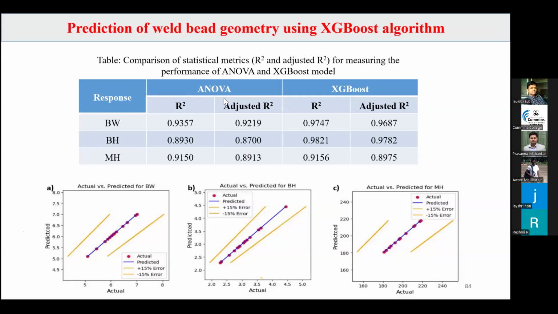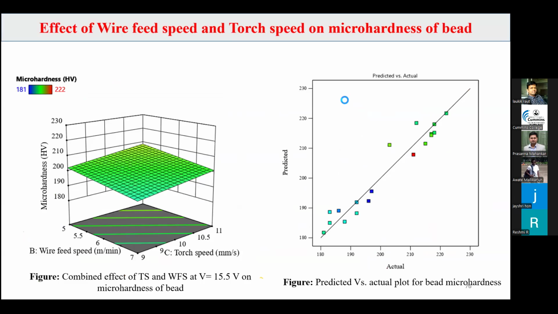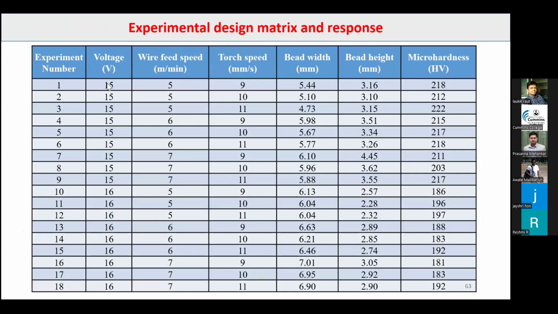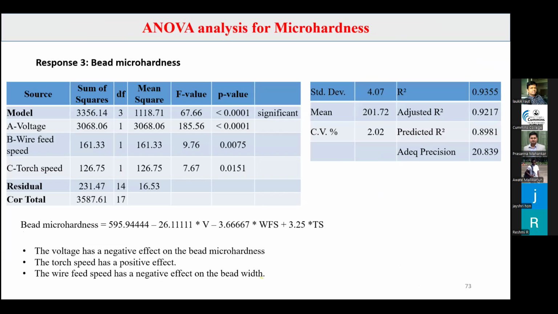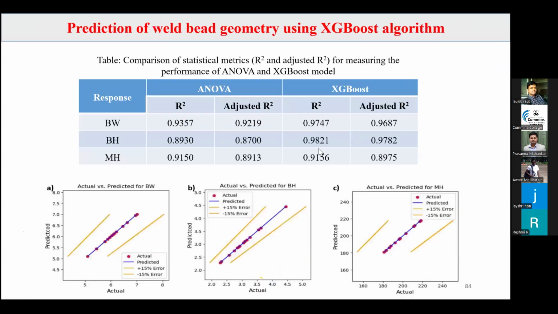These are the R square values for ANOVA. Then I have applied the XGBoost algorithm over the same table. So this was our table. These are independent parameters. These are dependent parameters. Over this table, I have applied the machine learning algorithm, that is the XGBoost algorithm, and after applying that algorithm, these are the R square values. And this is the graph between actual and predicted for bead width, bead height, and micro hardness.